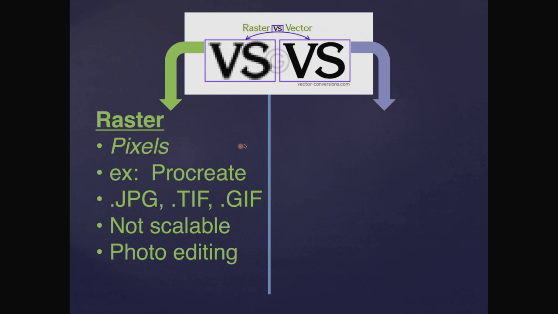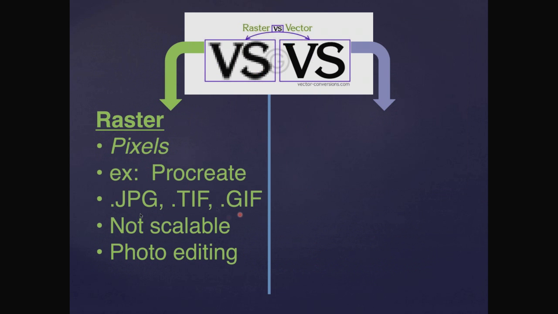So what's raster based? Raster based is any digital art software program that uses pixels to create art. The downside to pixels is they don't always have the best resolution, as you can see in this versus right over here, the VS. So pixels give you a limitation for your resolution. An example is the Procreate app that I'm going to show you a short video on later in the presentation. Anytime you use a raster-based program to create art, it's going to end in the tag JPEG, TIFF, or GIF.